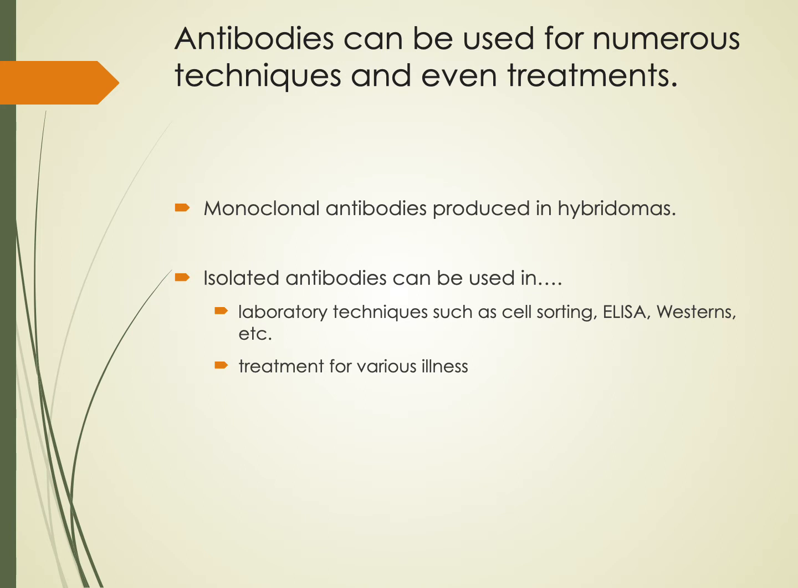We can produce antibodies, and they can be used for different techniques and even treatments. Given the knowledge we have on how B cells produce antibodies, we can create monoclonal antibodies by producing what are known as hybridomas. We'll talk about what hybridomas look like. These isolated antibodies can be used for different laboratory techniques, such as cell sorting, ELISAs, Westerns, etc., ones that we will look at in Journal Club and that you have done yourself in other classes if you've had a lab component. They can also be used for treatment for various illnesses, and we've seen that in the news with monoclonal antibody therapies for COVID-19.